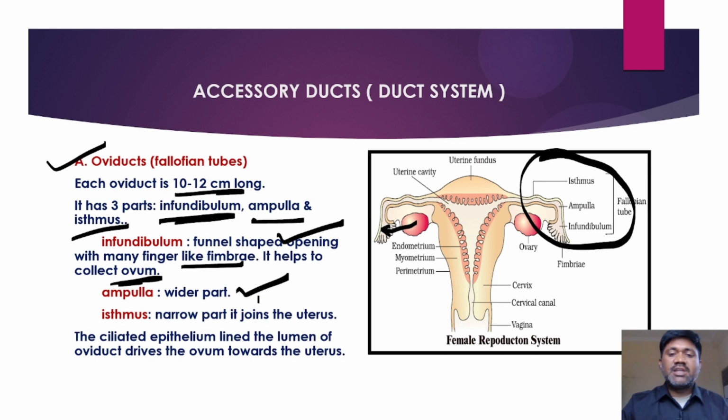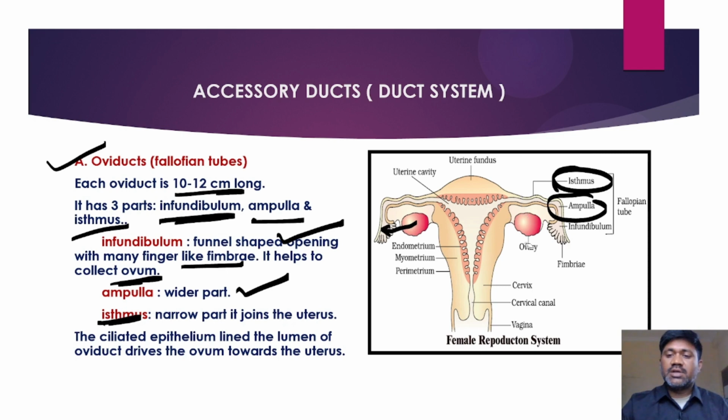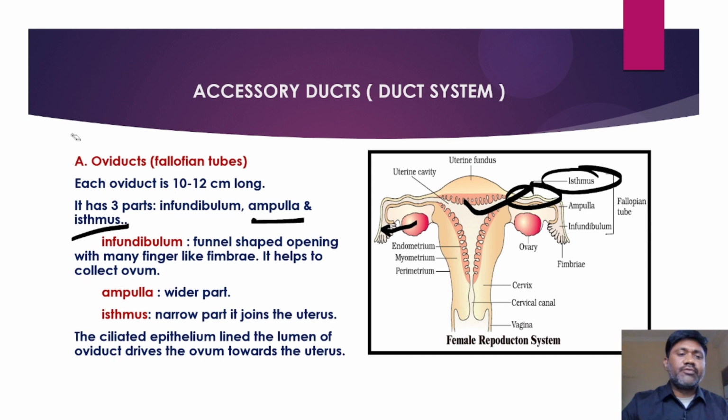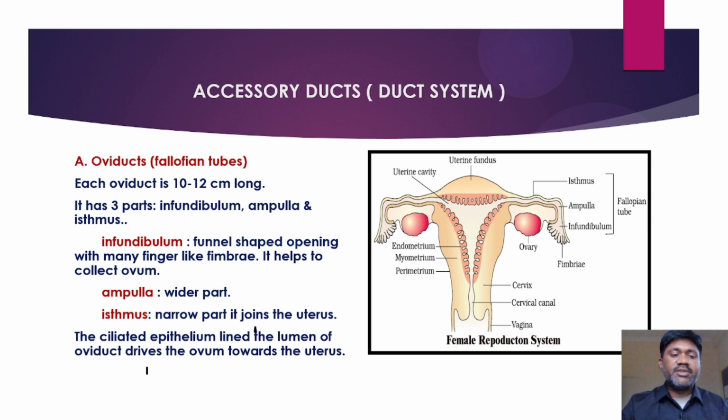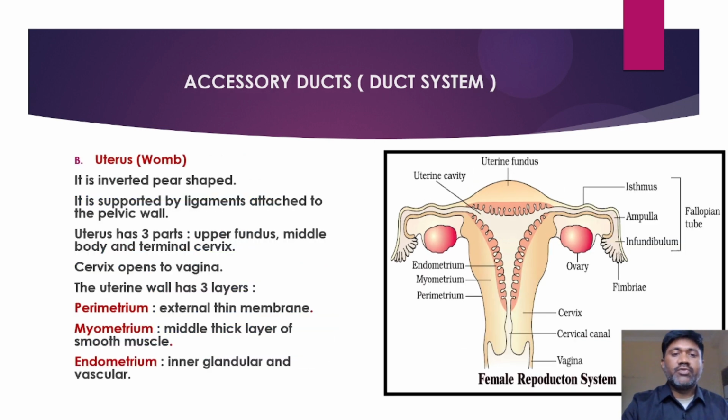Ampulla is the wider part, and isthmus is the narrower part, which is very near to the uterus. So this part is near to the uterus. And these oviducts or fallopian tubes are generally lined on the inner side by ciliated epithelium, which helps to move the egg cell or the ovum in the fallopian tube or oviduct.